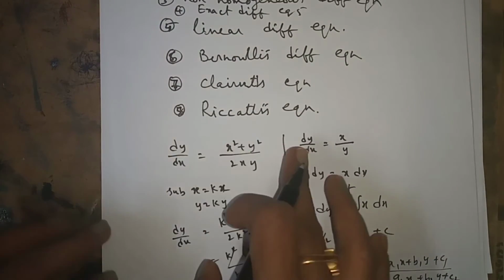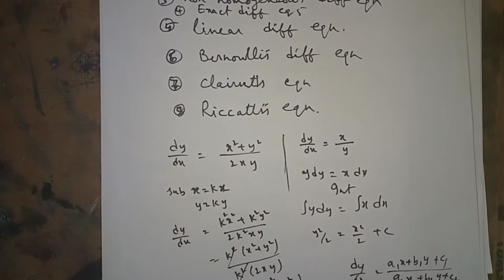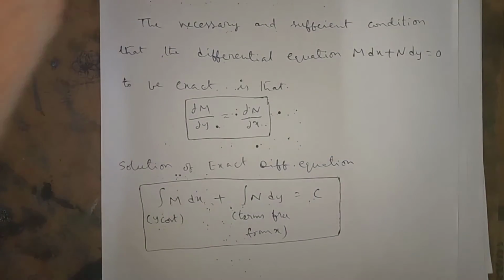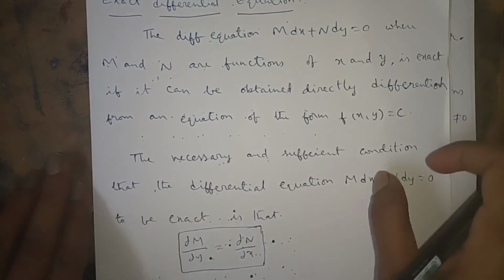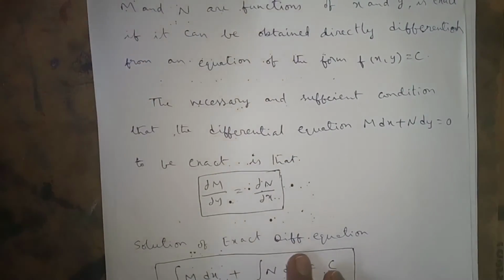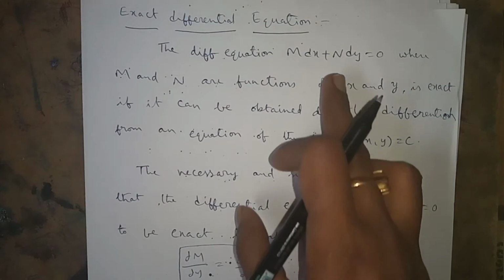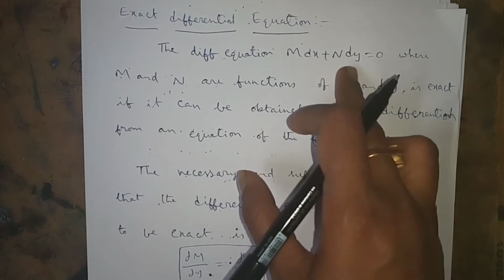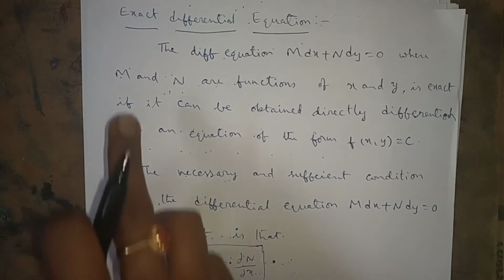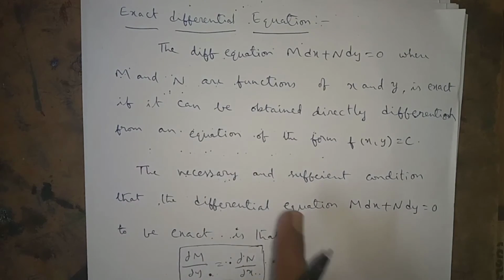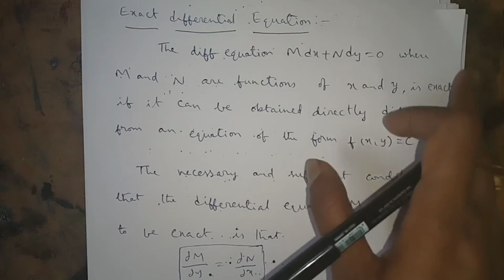Now exact, what is an exact differential equation? How to identify this exact? What is the necessary and sufficient condition for the given equation to be exact? Everything we will see. Now the exact differential equation definition. When will you say an equation is an exact differential equation? The differential equation M dx plus N dy is equal to 0, where M and N are functions of x and y, is exact.